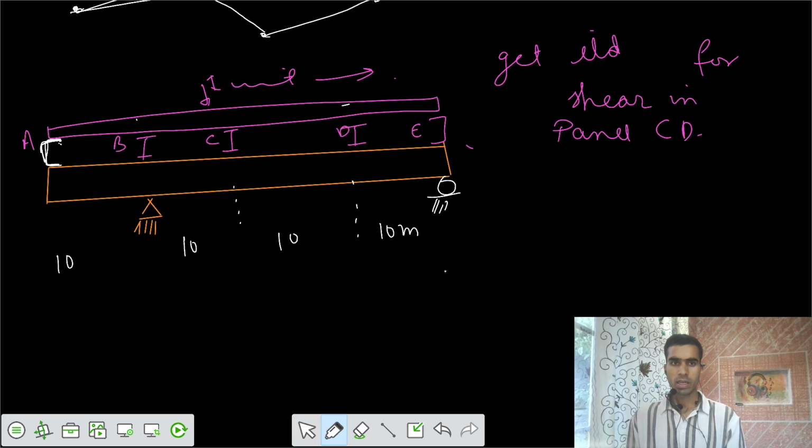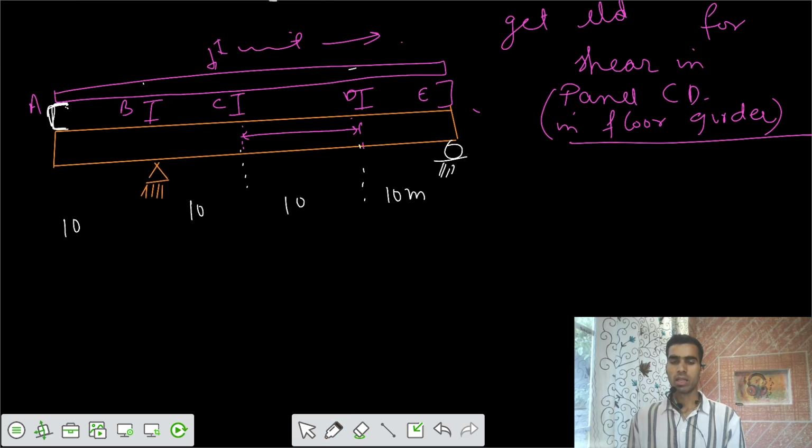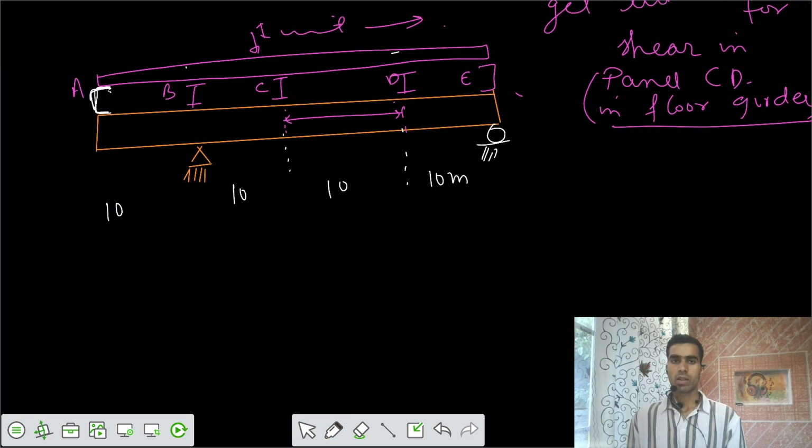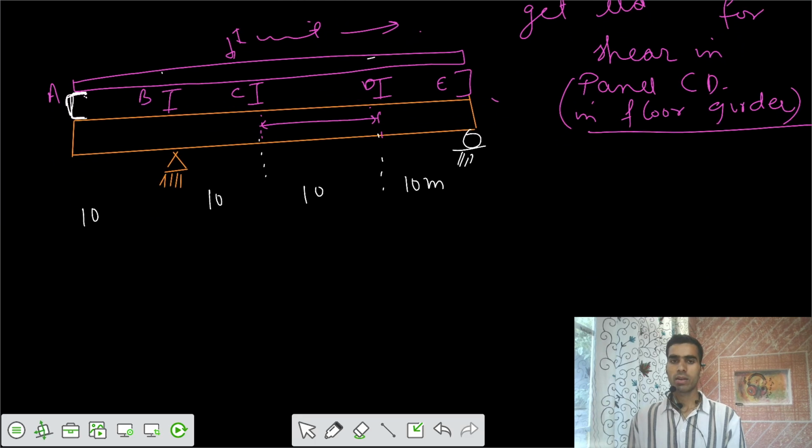We have to get it in the floor girder itself. So we need to get the shear in the panel CD in the floor girder. That means from this point to this point, we need the shear in the panel in the floor girder itself. So we have that 40 meter floor girder beam. Let's have that ILD.